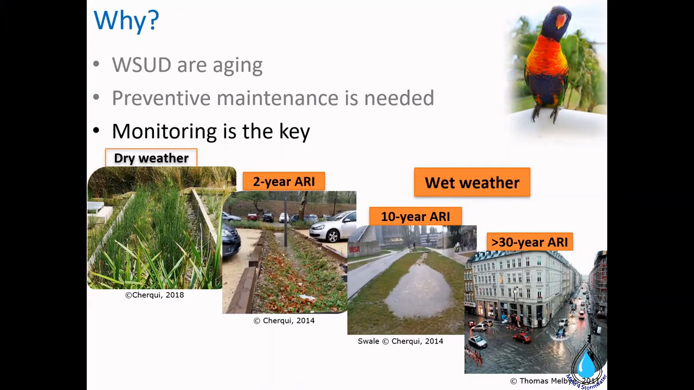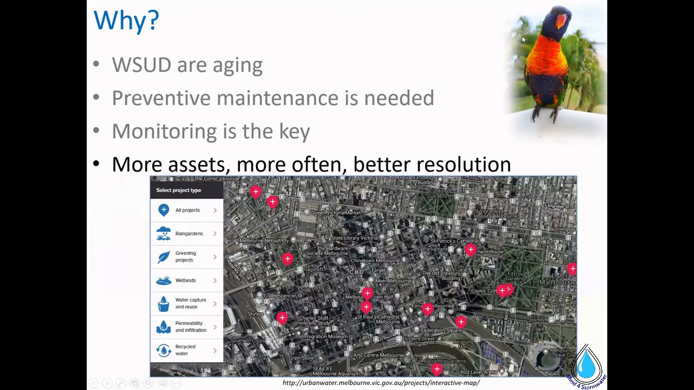Monitoring also means knowing how the system will behave in different situations. During dry weather, does the system remain dry as it should, or does the water level stay at the normal water level for a wetland? And what happens during a small rain event, medium rain event, or a much bigger rain event? All these situations must be known. So the idea of low-cost monitoring is to inspect more assets more often, and if possible with a better resolution, that is to say with more monitoring points for bigger assets.